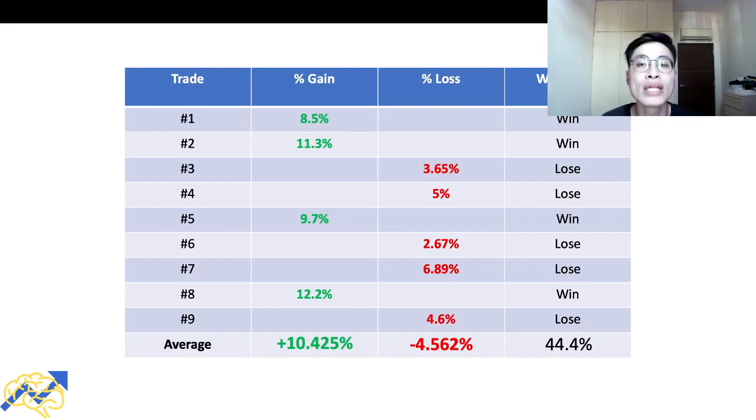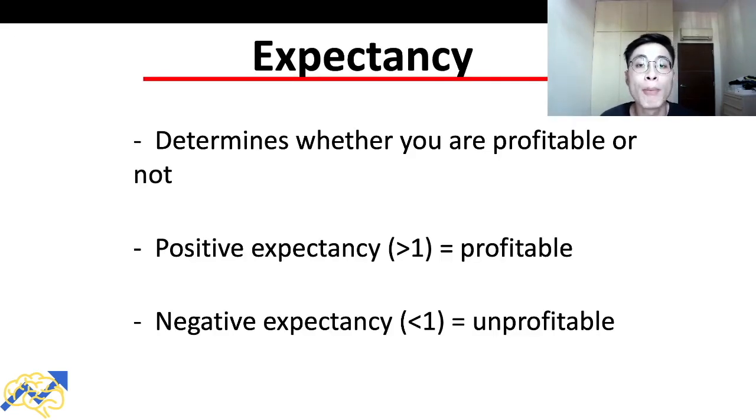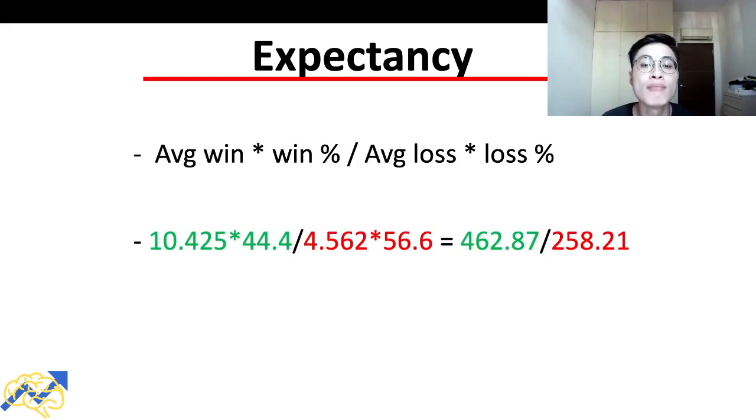So with these numbers, how do we determine whether the trader is profitable or not? To determine this, using these 3 components, we have to find the expectancy. A positive expectancy is when you get a number greater than 1. So if you get a number greater than 1, it means that you're profitable in the stock market. A negative expectancy, on the other hand, if you're below 1, means that you're unprofitable in the stock market. So how do we calculate the expectancy of a trader? We take the average win multiplied by the winning percentage, divided by the average loss multiplied by the loss percentage.